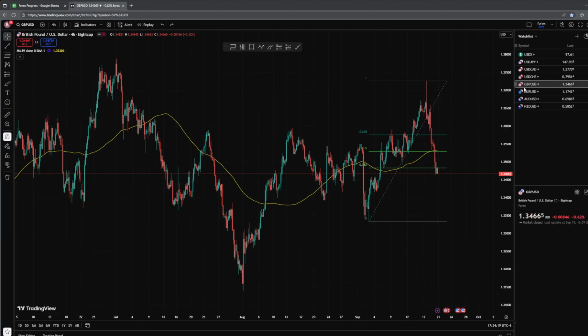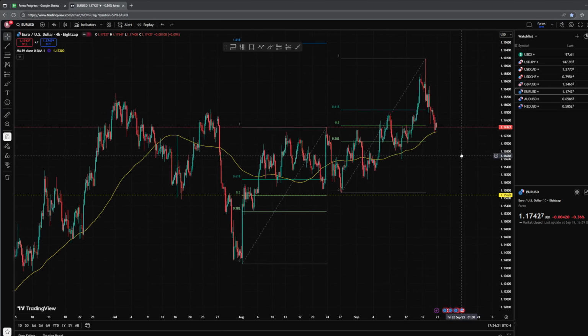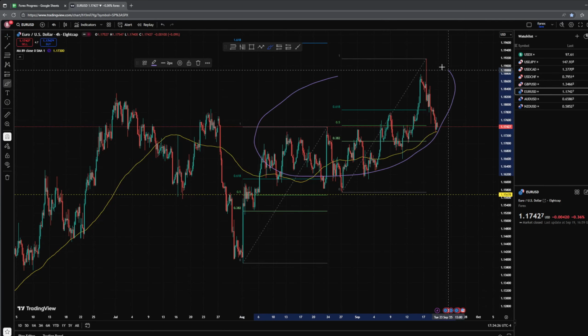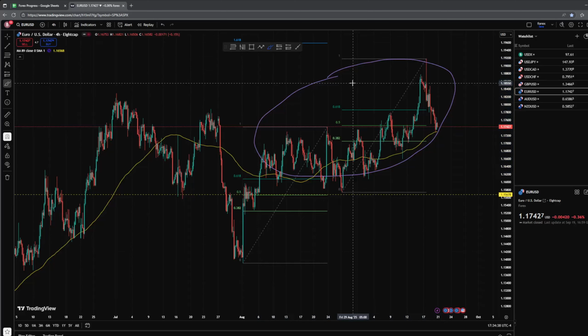Next pair is Euro USD. So as you guys can see, majority of the candle is hanging out above the yellow moving average line, indicating uptrend, which means USD is getting weak against the euro. So that's why we are good to sell Euro USD.